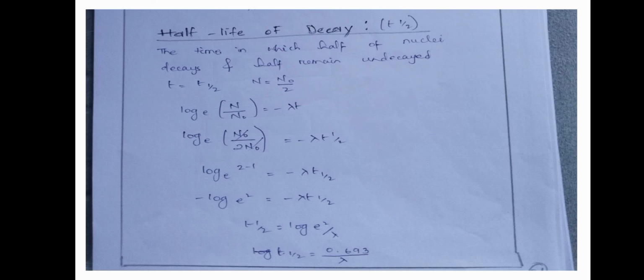Here you can see the graph of N versus t. Half-life of decay, that is T half, is the time in which half of the nuclei decay and half remain undecayed. T equals T half and N equals N naught by 2. So after calculating the whole thing, we get T half equals 0.693 divided by lambda.